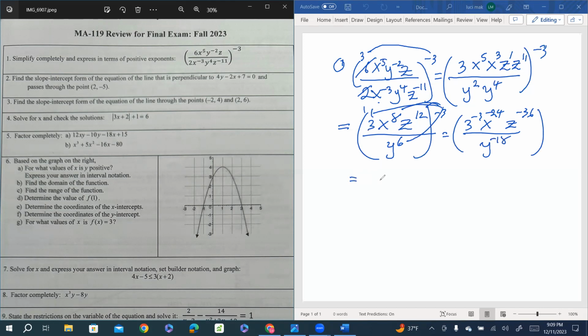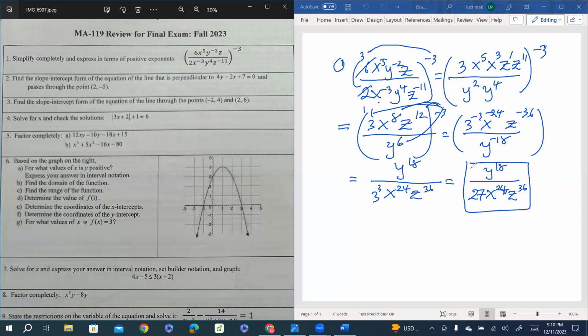So now again, flip because we have negative exponents. 3 to the third power comes down. X to the power of 24 comes down. Z to the power of 36 comes down. Y to the power of 18 goes up. 3 to the power of 3 is 3 times 3 times 3. That's 27. X to the power of 24, z to the 36. And y to the power of 18 is in the numerator.